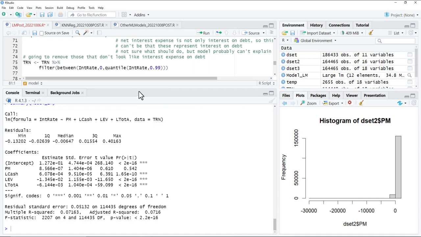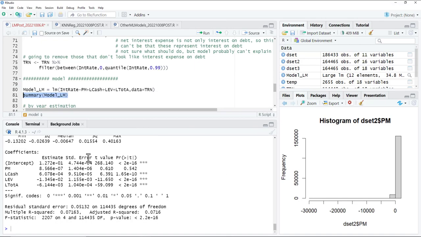These are the residuals. We won't talk too much about those right now. And these are the coefficients. This estimate column are the coefficients. Those are an estimate of the partial correlation. So how correlated is profit margin, for example, with the interest rate? Or how correlated is cash with the interest rate? And so we get a few interesting things here.